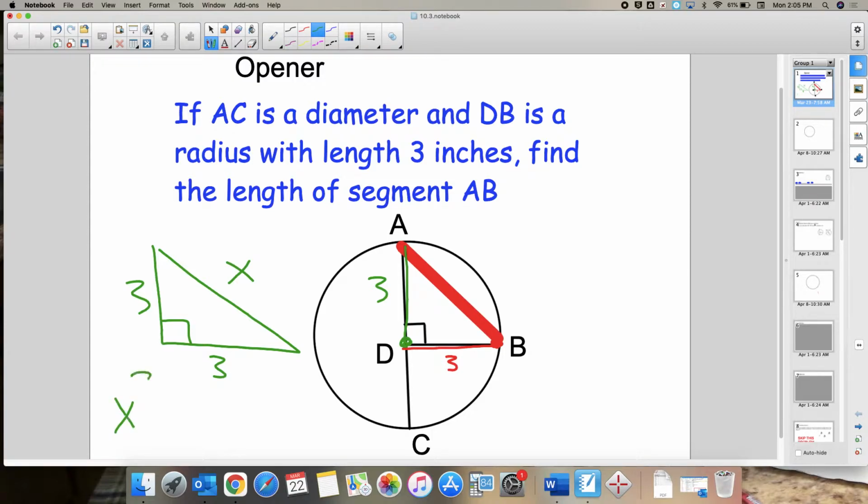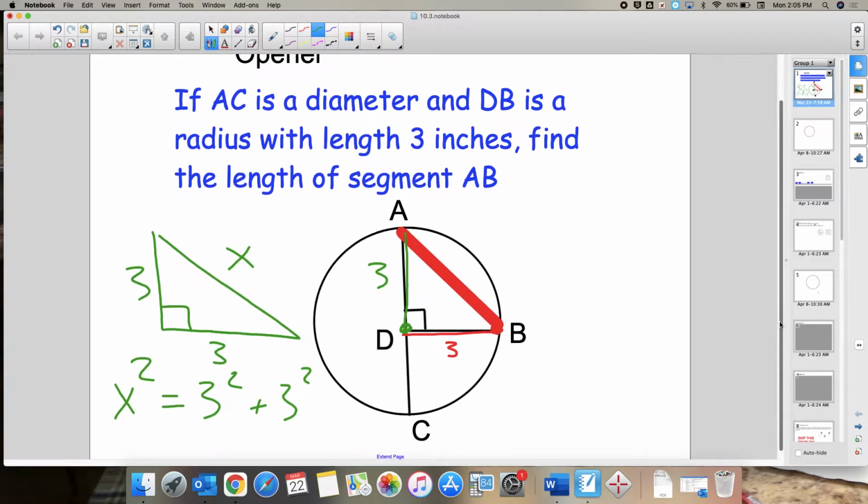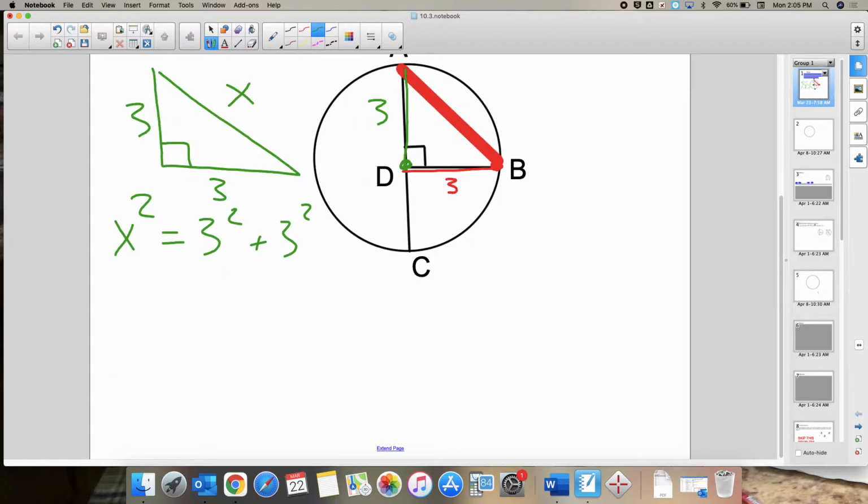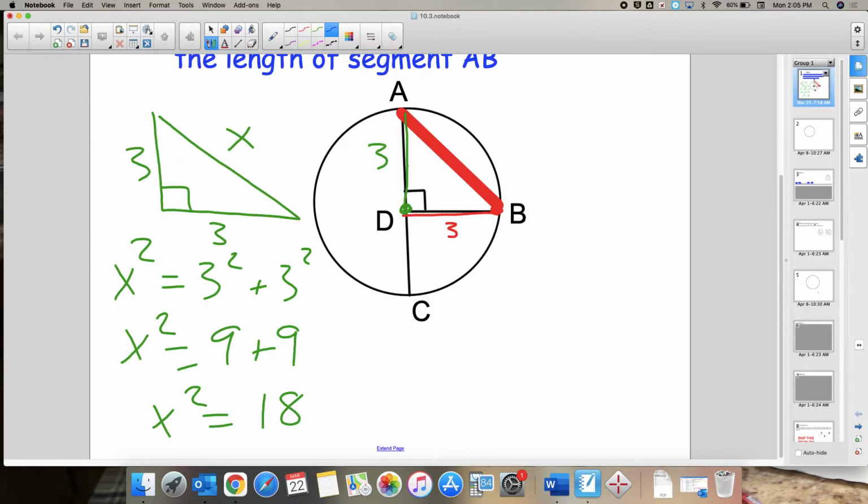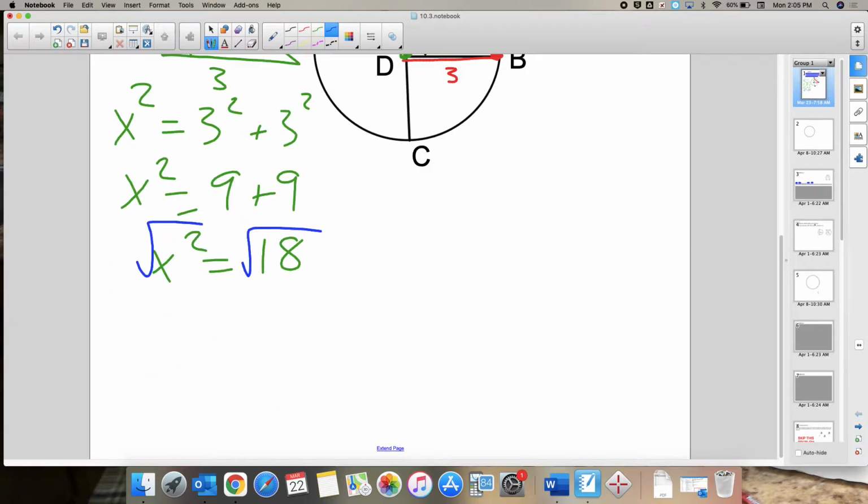So using Pythagorean theorem, we got x squared equals 3 squared plus 3 squared. And 3 squared is 9. So we have x squared equals 9 plus 9. So x squared is 18. When we take our square root of each side, we have x equals, I have the square root of 18.